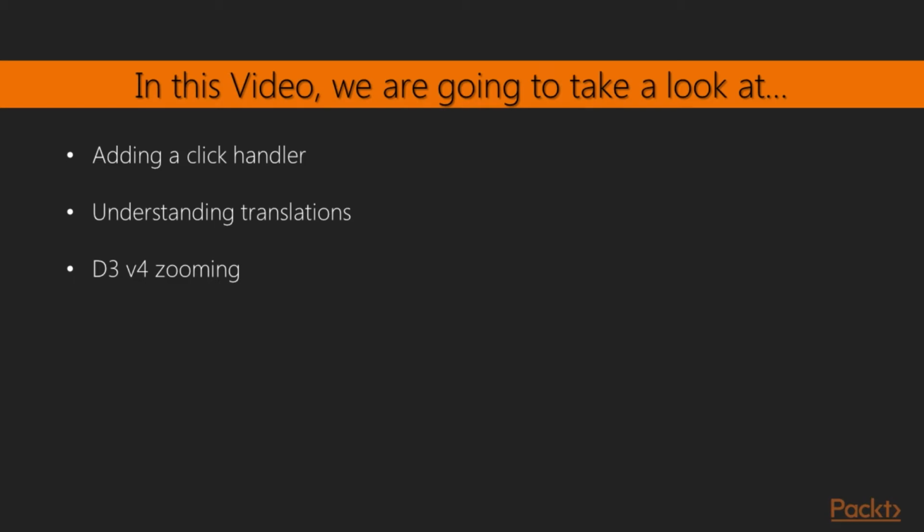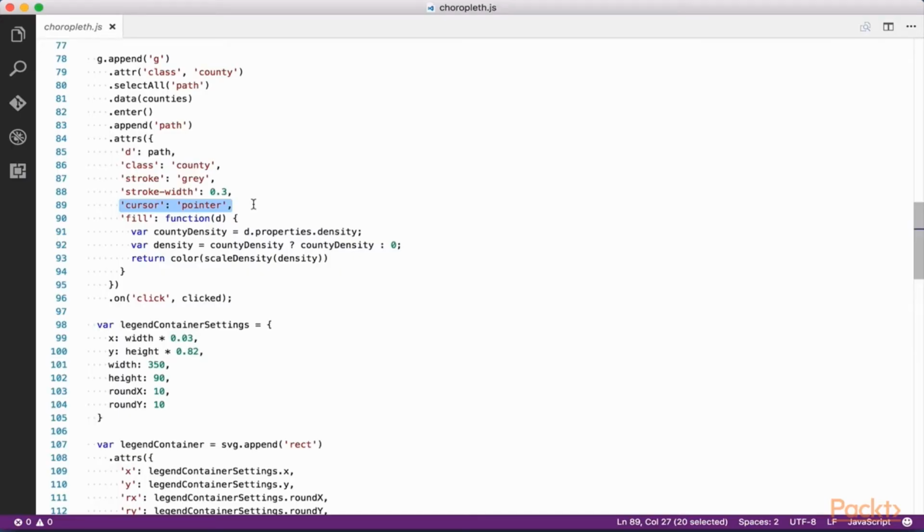Let's get started. We will start off by making one very small update to our code in preparation for zooming. Add a new attribute on our county G element, cursor pointer. This change simply updates our cursor whenever we hover over a county on our map. Let's take a look in our browser.